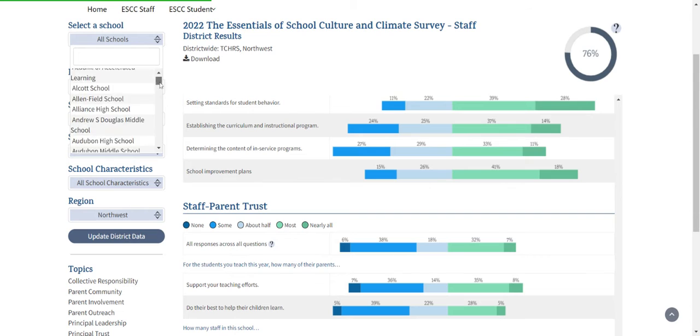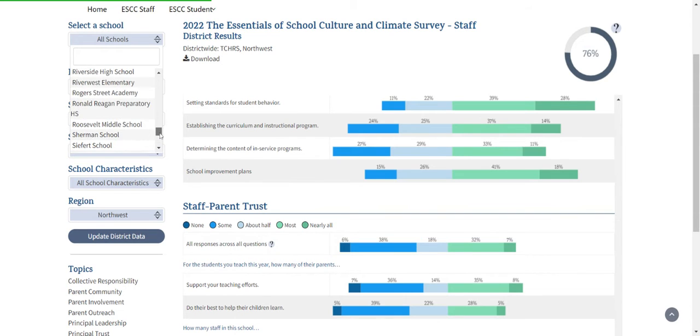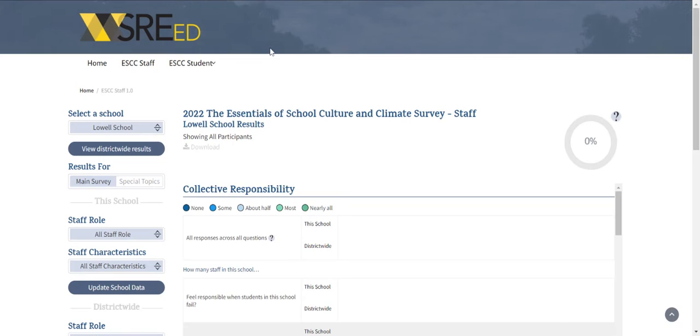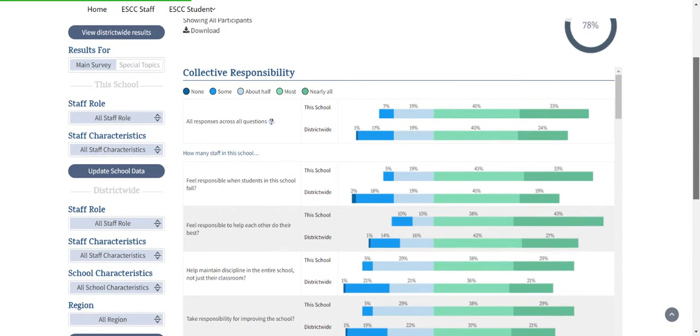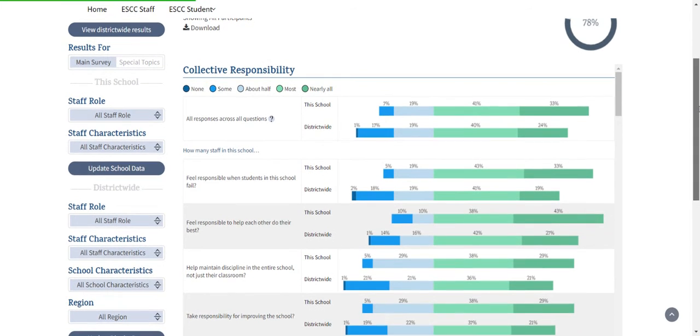All of the schools in this list had at least a 50% teacher response rate. We chose teacher response rate because staff are less likely to respond, and so we wanted to give data to every school that had at least a 50% teacher response rate. So I can look at an individual school, and I could see 78% of teachers and staff in the school responded to the survey.